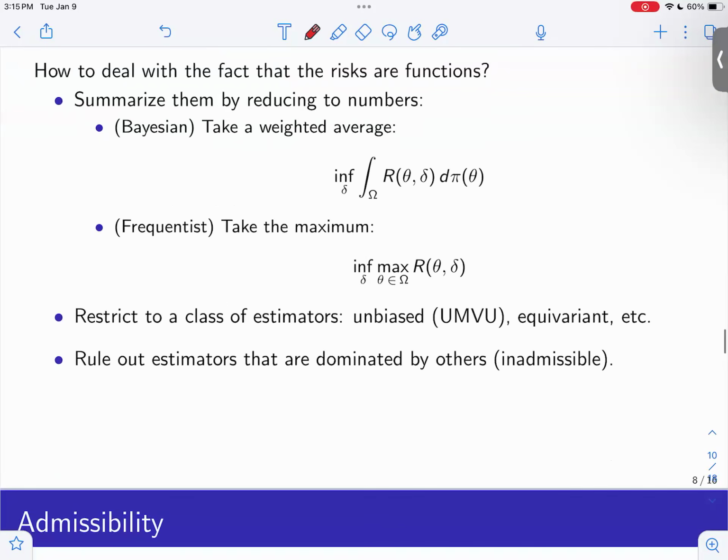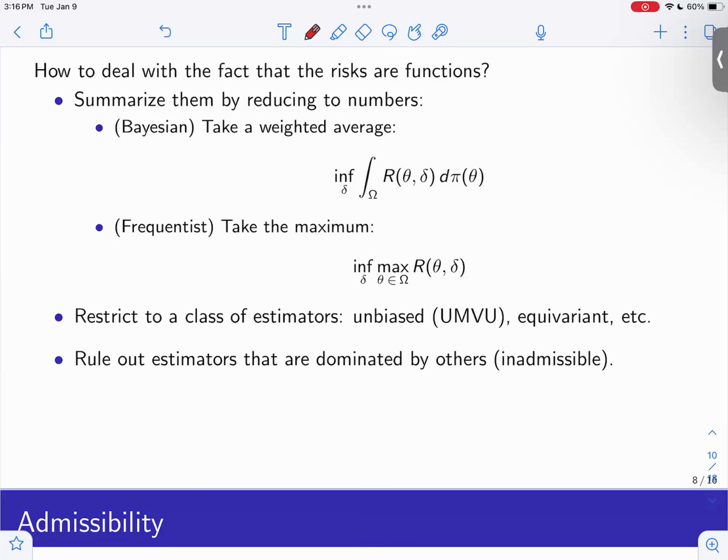The other approach is to restrict the class of estimators. Maybe if we restrict our class, then we can compare them uniformly everywhere. This leads to the idea of unbiasedness, uniformly minimum variance unbiased, equivariance, etc. This we will see. And the other approach is to just rule out all the ones that are dominated and keep the rest. We already talked a little bit about this and I'm going to talk more about it later, but we'll mostly focus on the first, and then talk a little bit about this. This leads to some interesting theory.